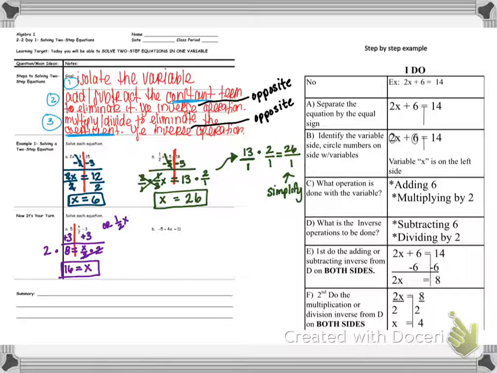Negative 5 plus 4x equals 11. Okay, so we start by drawing that line to create some division for us. Let's see how this color works. So we have negative 5 plus 4x equals 11. All right, so our constant in this case is negative 5. So I'm going to do the opposite, and I'm going to add 5 to both sides of the equal sign.